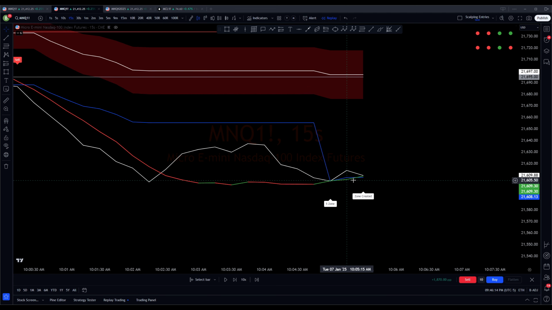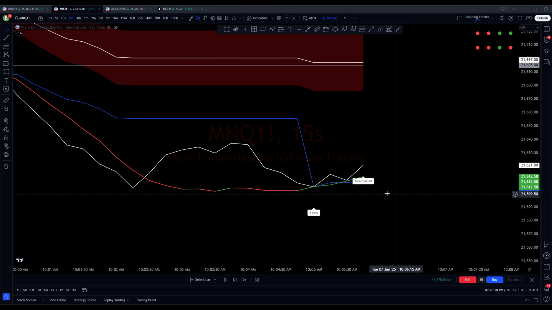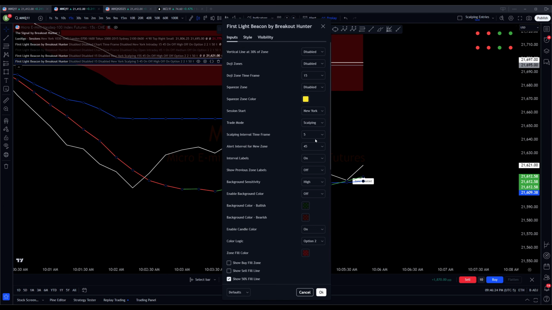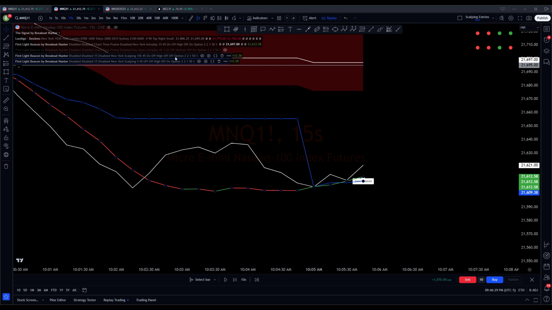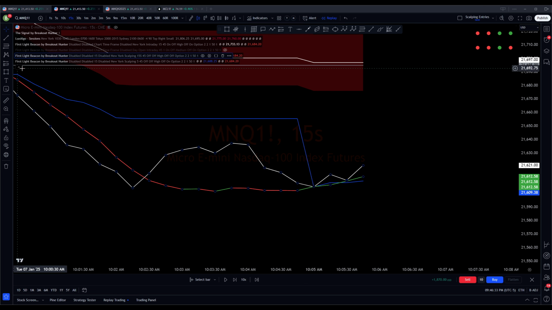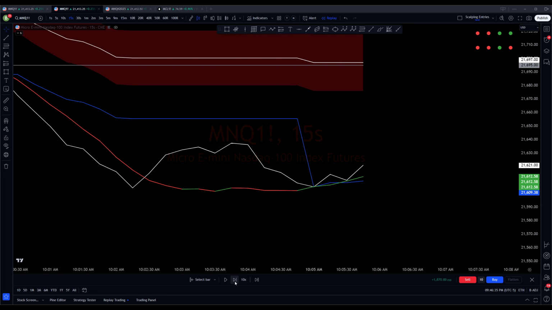But here's the kicker. This line, the beacon line here, needs to be above it before you actually take it. Let me turn off these new zones created because they're making my vision bad. It'll tell you when new zones are created. You can turn them on and off for backtesting capabilities and things like that.